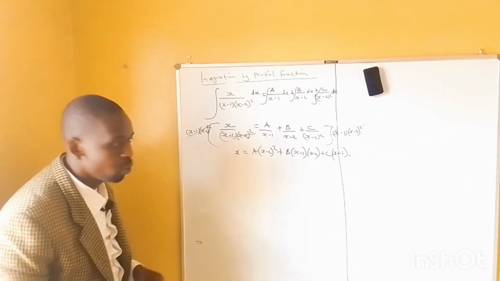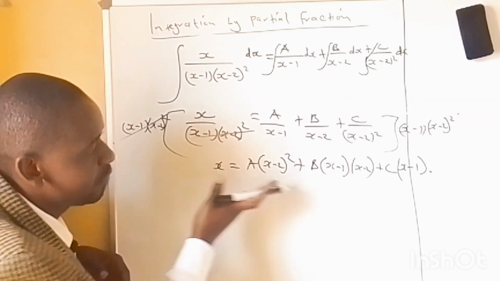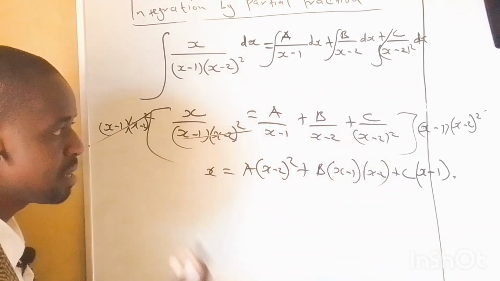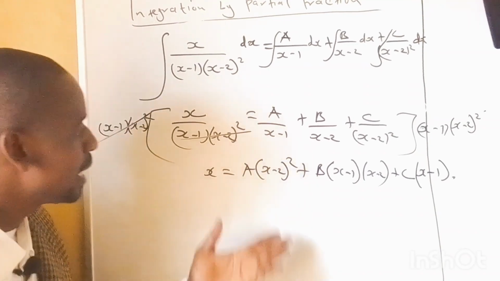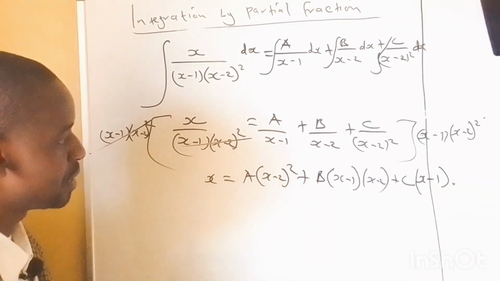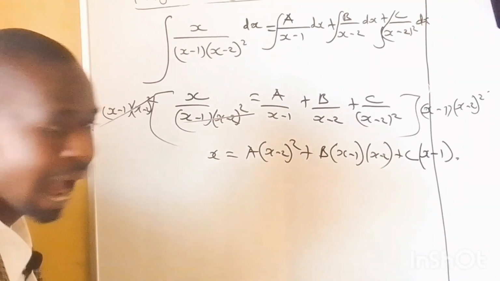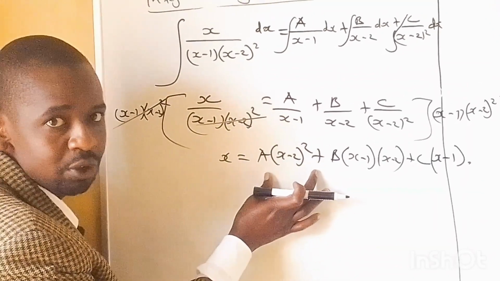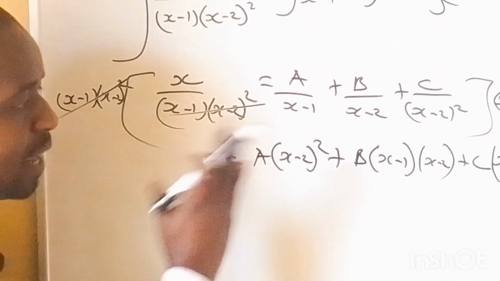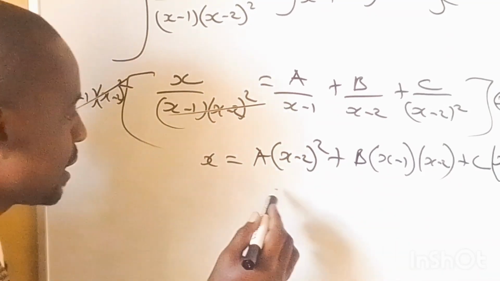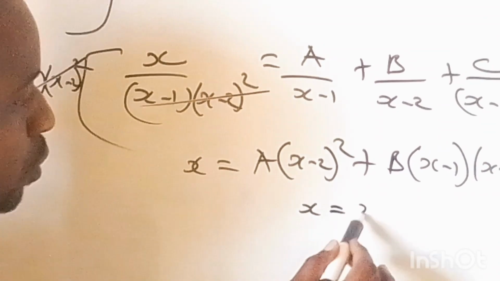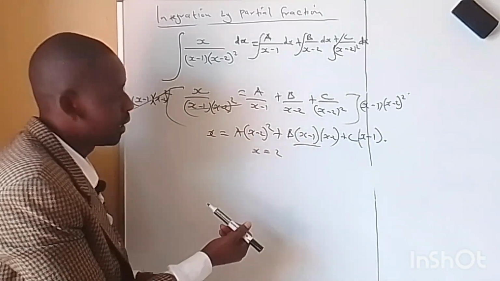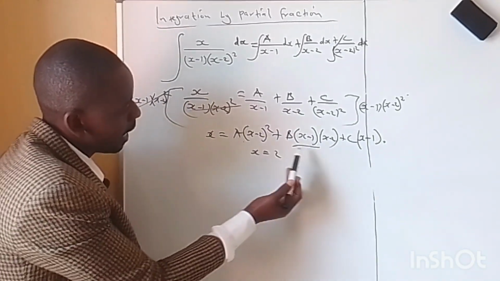Because we have three unknown values in that one equation, we're going to eliminate some of A, B, and C. We're going to eliminate them in a way that the product is 0 so that we can get the other unknown values. So let's start by putting x to be 2, then this is going to be 0. That means we have already eliminated A and B.